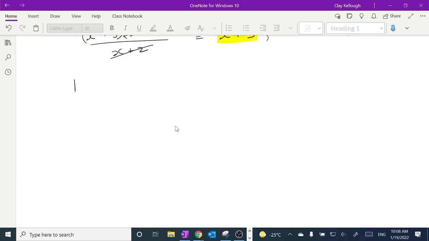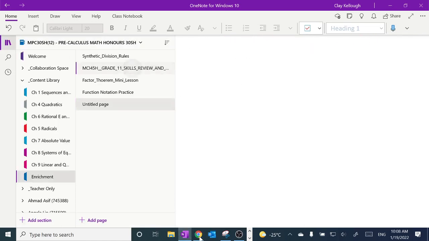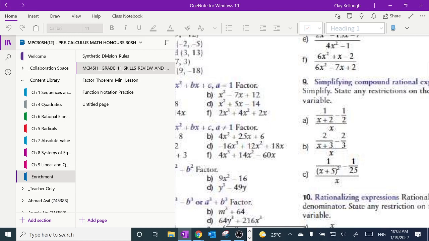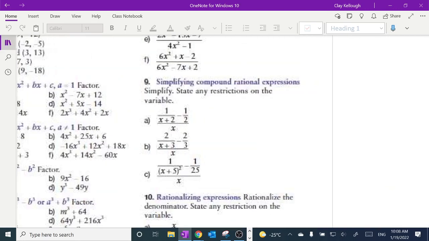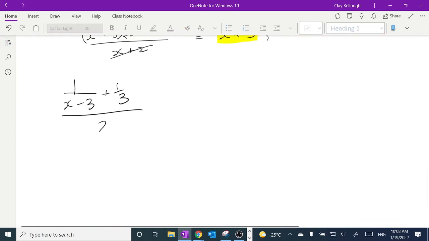Suppose we had 1 over x minus 3 plus a third all over, I don't know. Let's see. What is the other one? What am I comparing to here? Just over an x. Okay, fine. Over an x. Good enough. Okay, let's simplify that. How do we do it?